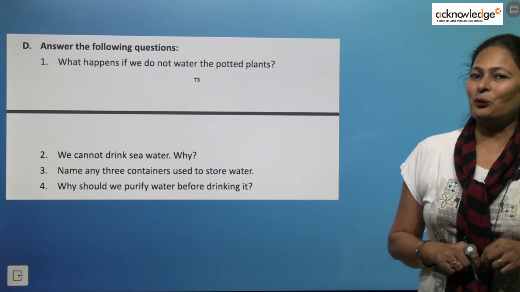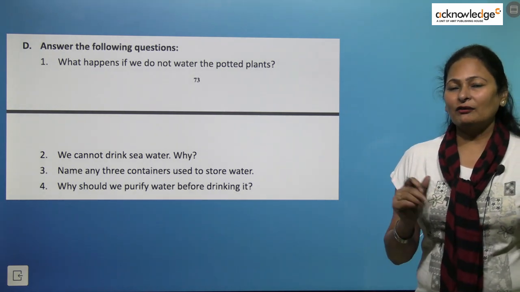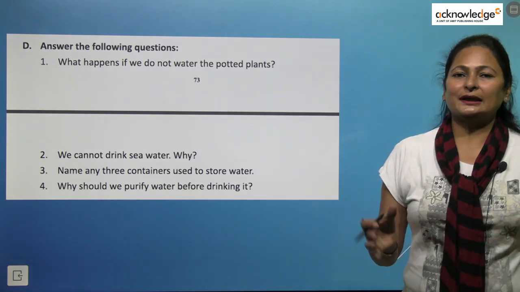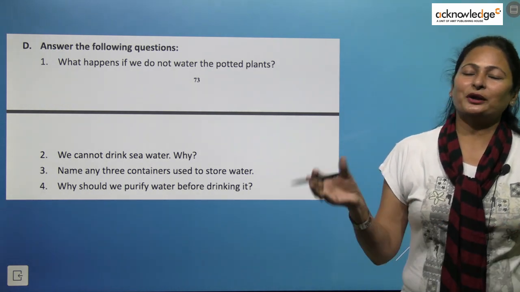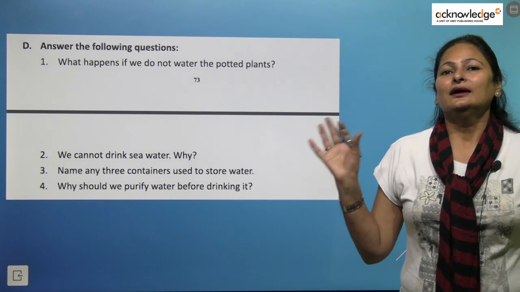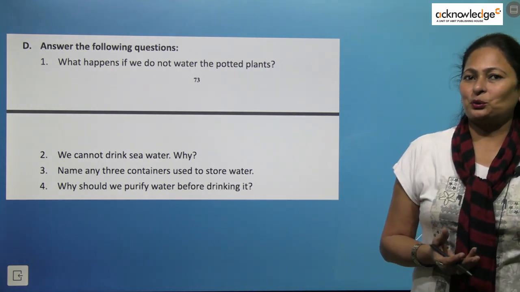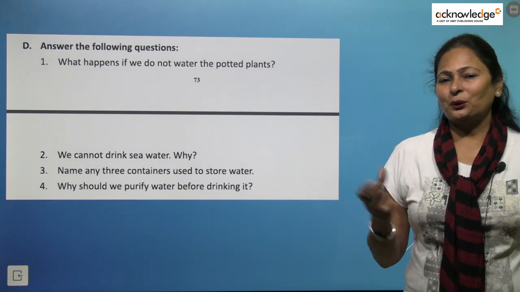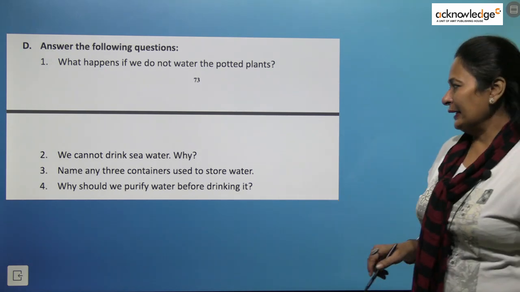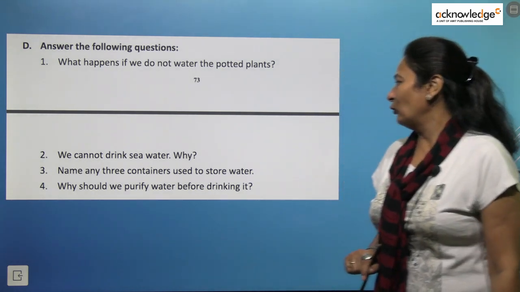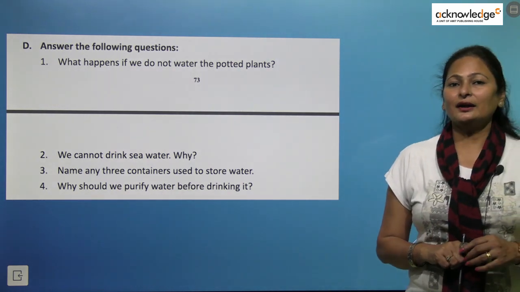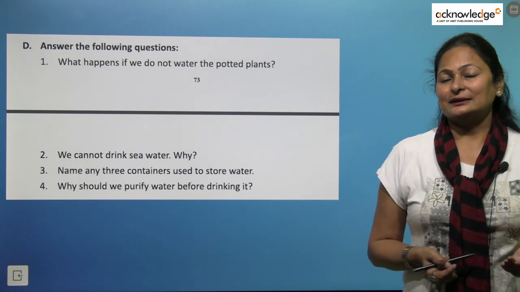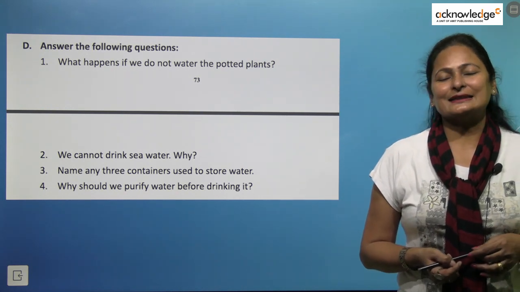As I told you, water does not have any kind of shape. You will put it into any vessel, it takes the shape of that vessel. So, you can store it in any vessel, like you can store in water bottles, you can store in tanks, you can store in a bucket. Yes. Why should we purify water before drinking it? We should purify it, else the dirty water makes us sick.